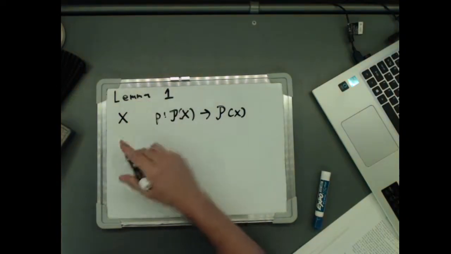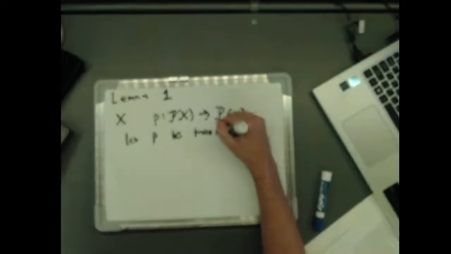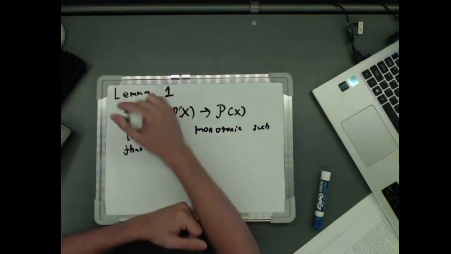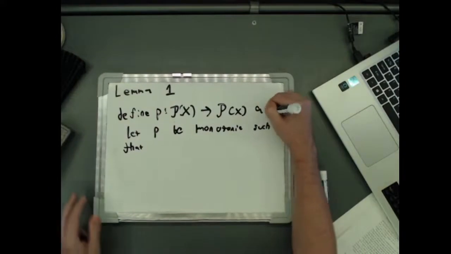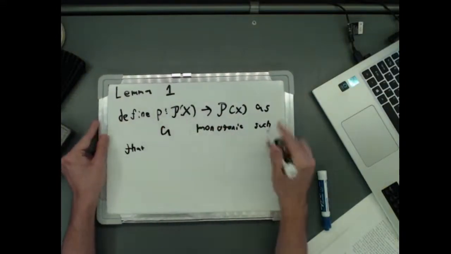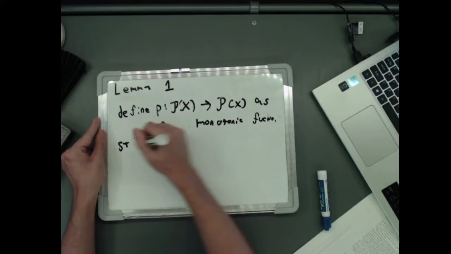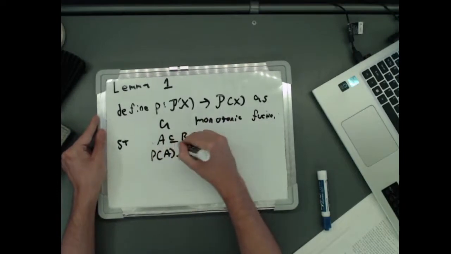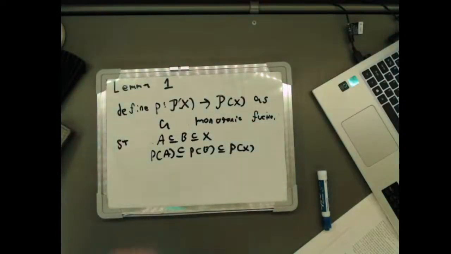So let X be a set, and let P be a monotonic function such that if A is a subset of B is a subset of X, then P of A is a subset of P of B is a subset of P of X. Sorry, I'm trying to write this all out so you can read the whole thing at once. Sorry, I'm taking so long to explain this. I promise I'll get into the real math soon.